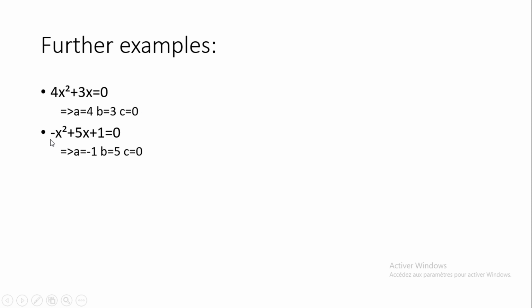The second example is minus x squared plus 5x plus 1 equals 0. So here our a is minus 1. As you can see, we didn't write minus 1x squared, we just wrote minus x squared. So our a is minus 1, our b is 5, and our c is 1.